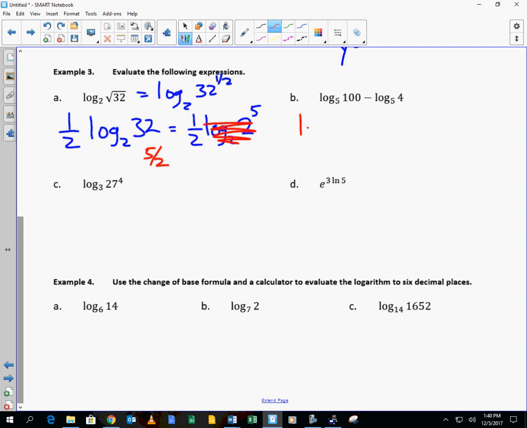This one, log base 5 of... we just do 100 divided by 4, right? So now let's do what we did on the other one. Now let's create a base of 5. Log base 5 of 5 squared. So let's cancel, leaving you with 2.